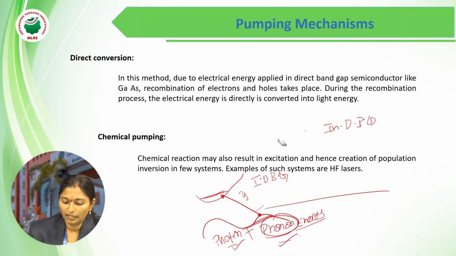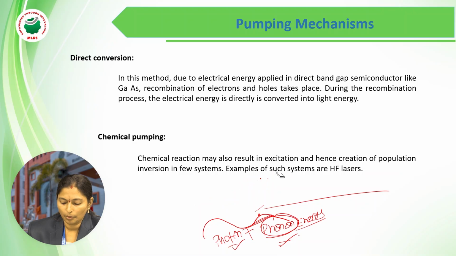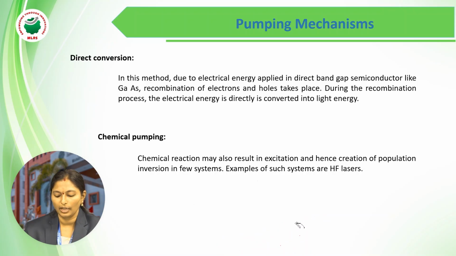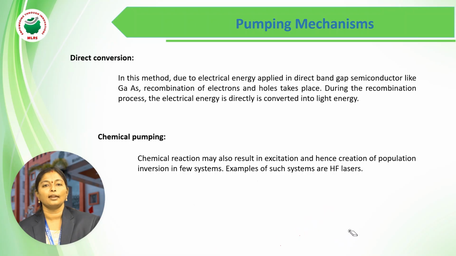only we use direct conversion. What is this direct conversion pumping mechanism? This direct conversion pumping mechanism we use in semiconductor lasers. You need to remember that in a semiconductor we have two types of charge carriers: one is electrons and the second one is holes.